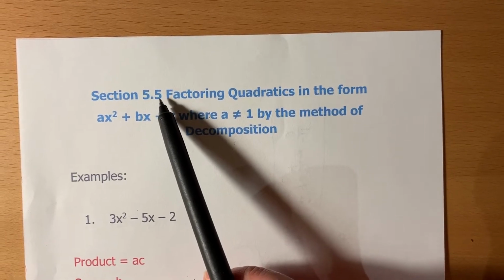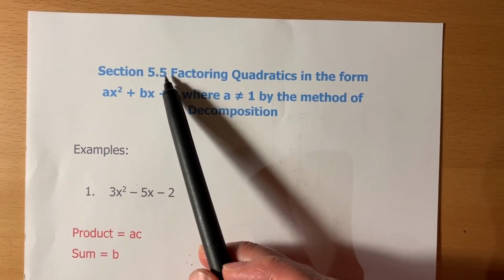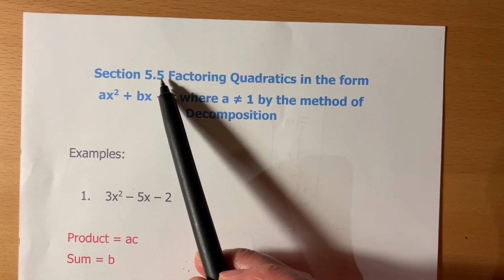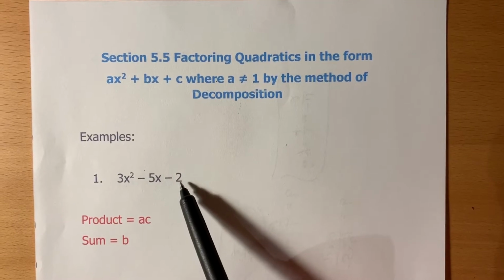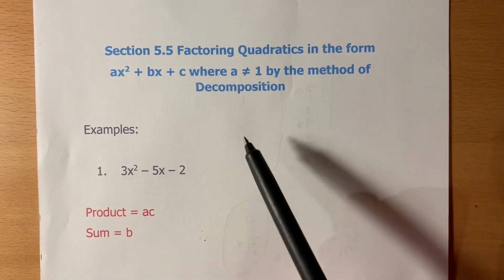5.4 is called simple factoring quadratics, because once you have the numbers, you put them in the bracket. This one, not so much. You've got some steps involved, and like I said, it's called decomposition.